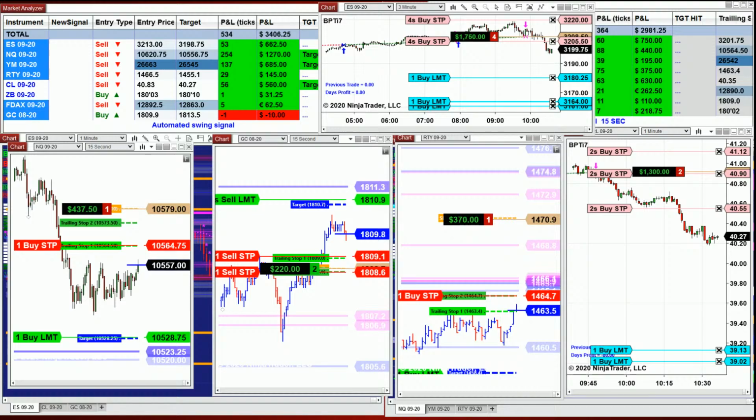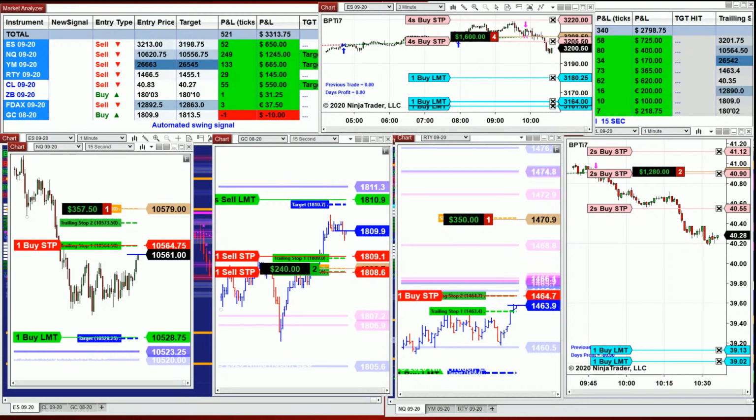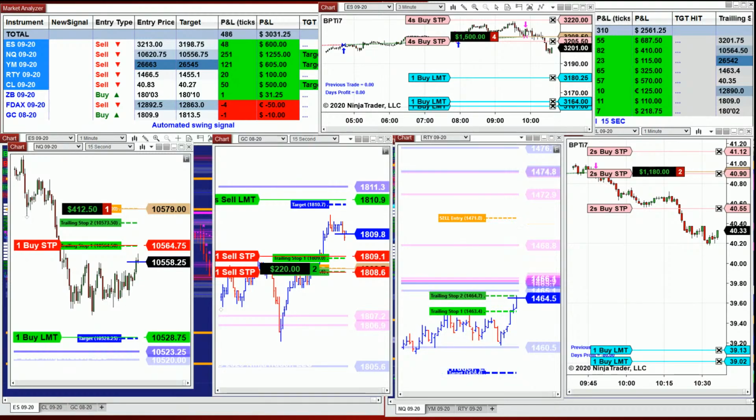Want to stay on the trend, you can. Or if you like to use a trailing stop, you can do that as well. Or you let the system deal with it. Like so, okay, we closed on the Russell.